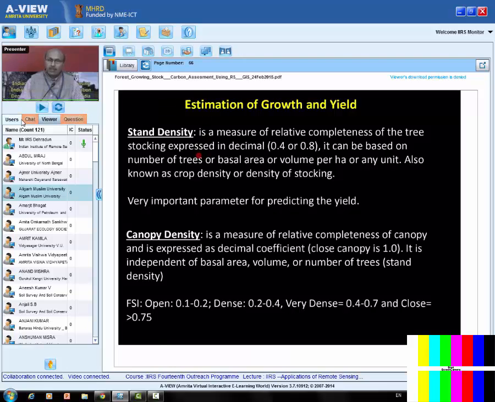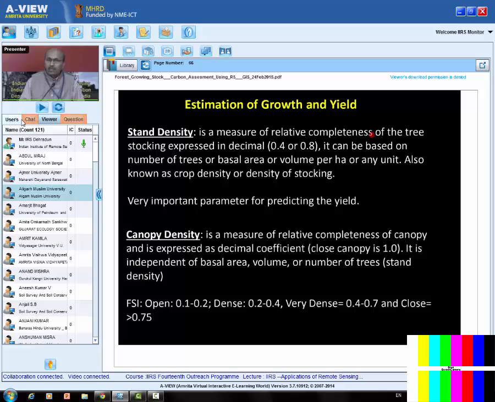Stand density means basically the relative completeness of the number of trees. That means if in a certain area you are expecting 50 trees to grow in 1 hectare and you get 50, it's excellent. If the area was suitable for 100 and you get only 50, that means it is under stocked. So stand density means the number of trees per unit area, and if it is good, then it is very good, because this is a very important aspect.